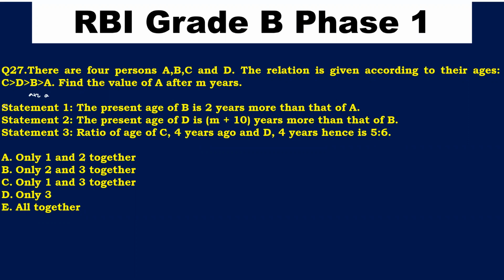The present age of D is M plus 10 years more than B. So if B is A plus 2, D will be M plus 10 more than this, that is A plus M plus 12. So the order is A, B, D, C. If A is A years old, B will be 2 more, that is A plus 2. D will be M plus 10 more than this, that is A plus M plus 12. The ratio of the age of C 4 years ago and D 4 years hence will be 5:6.